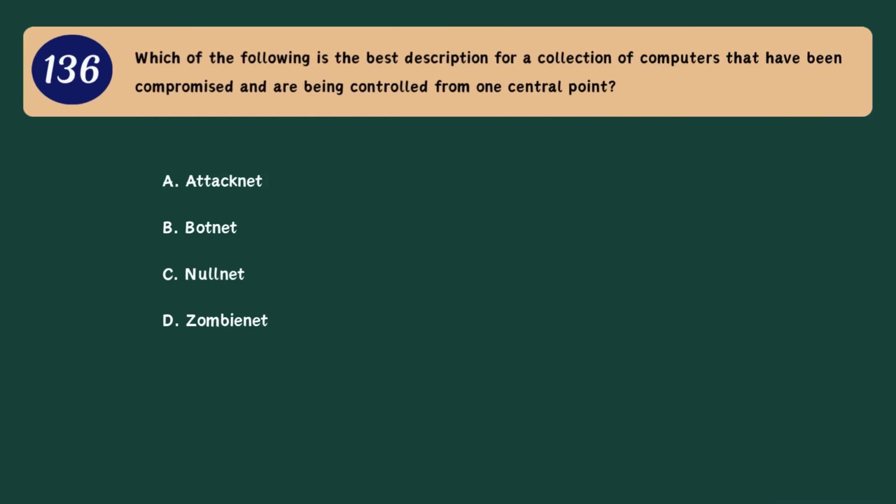Question 136. Which of the following is the best description for a collection of computers that have been compromised and are being controlled from one central point? A. AttackNet. B. Botnet. C. NullNet. D. ZombieNet.